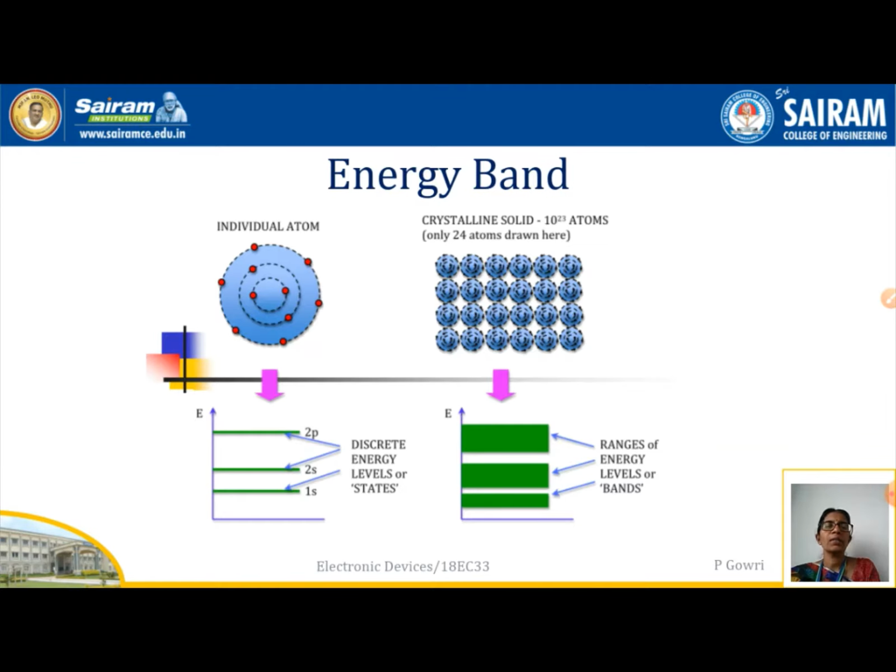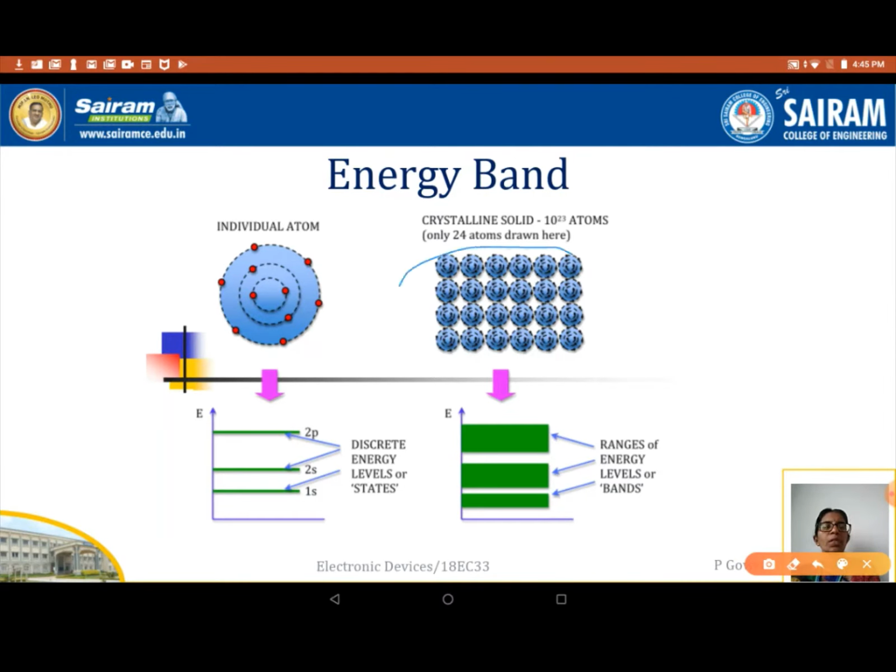Here we take a crystalline solid. Normally a solid has almost 10 to the power 23 atoms, but here we take an example of only 24 atoms. When taken as individual atoms, the energies are represented as discrete energy states, or discrete energy levels. But when atoms are brought together, we can see that the energies are now represented as an energy band. So what is this energy band?